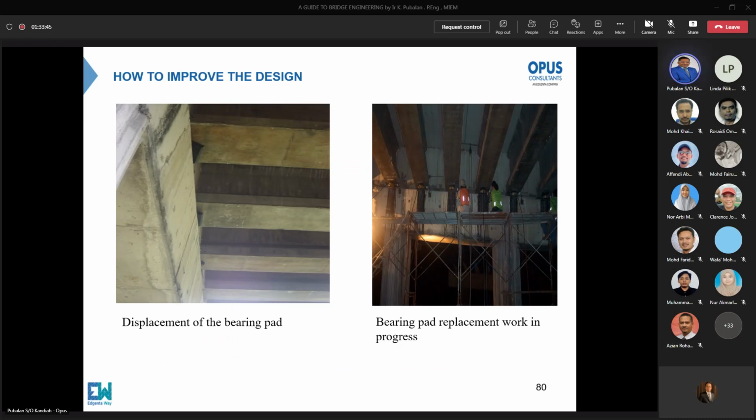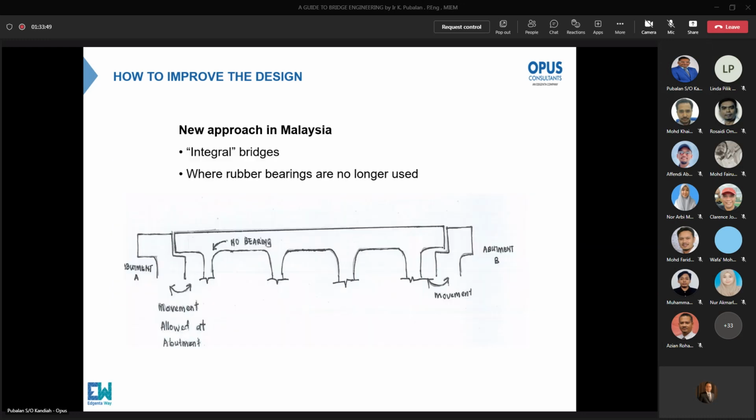This is an example where we are doing some bridge jacking work. How else can we improve? In Malaysia now we have integral bridges. Integral bridges are bridges where rubber bearings are no longer used. So they cast all the beams and the pier together.